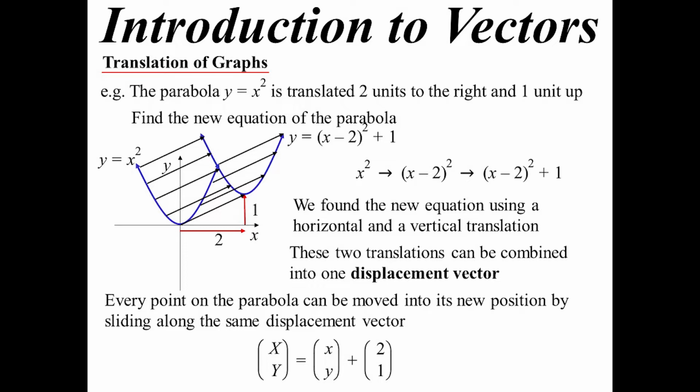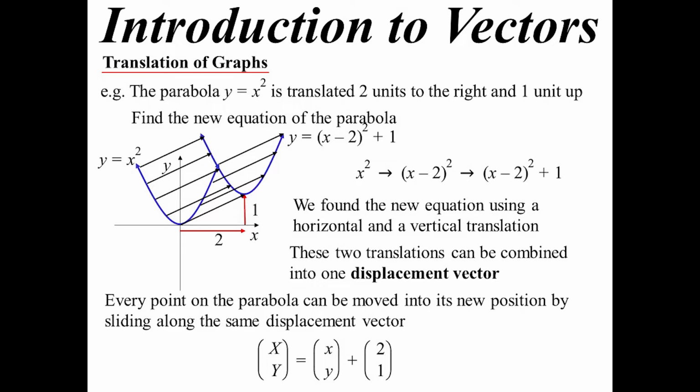Now, in what's called column notation for vectors, I could say the new coordinates are capital X, capital Y. What I'm doing is translating the original coordinates, little x, little y, and adding on a horizontal translation of 2 and a vertical translation of 1. And adding, when we've got them in column vectors, is quite simple. We just add the x with the x and the y with the y.